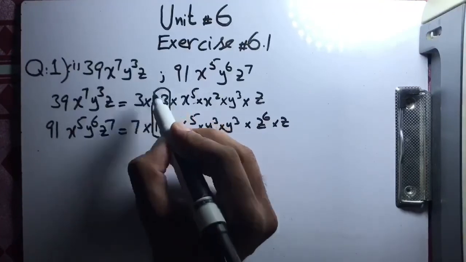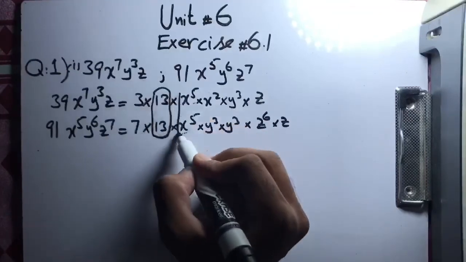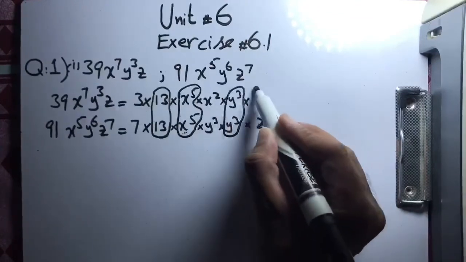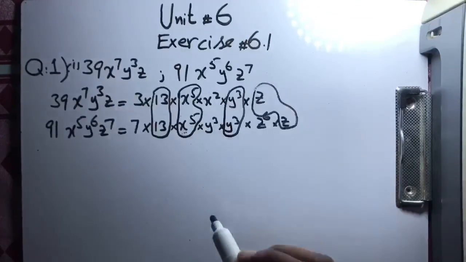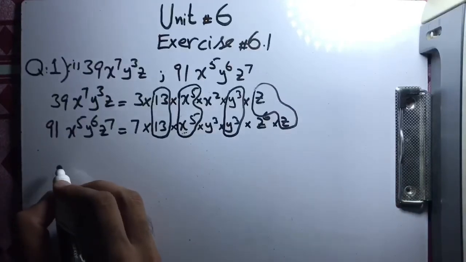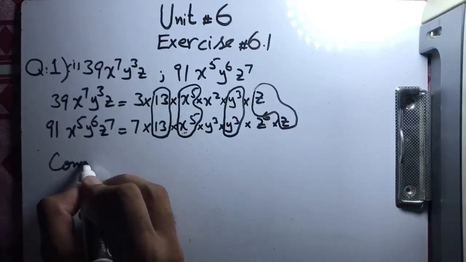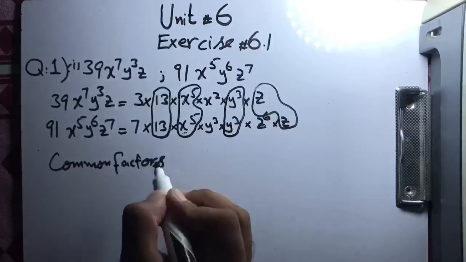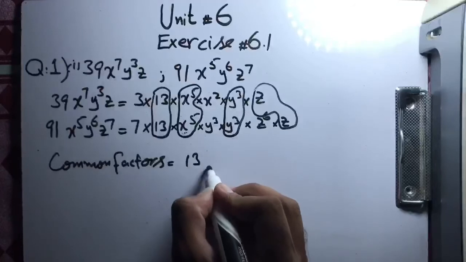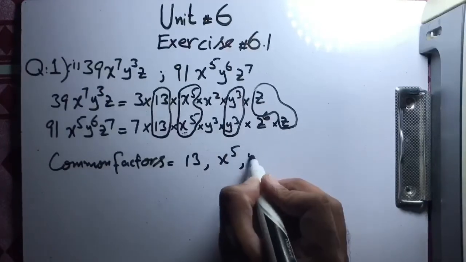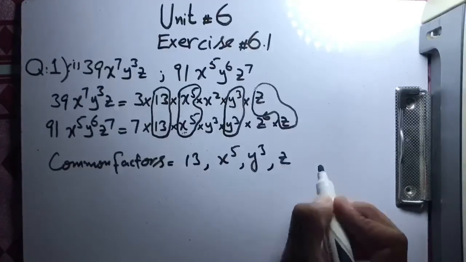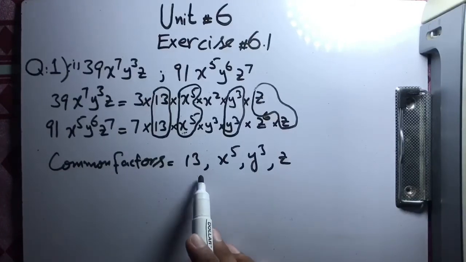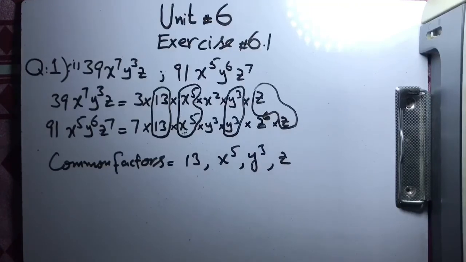Here you can see 13 is common, x raised to power 5 is common, y raised to power 3 is common, and z is common. So common factors are 13, x raised to power 5, y raised to power 3, and z. We do not multiply these, just we place commas between these common factors.